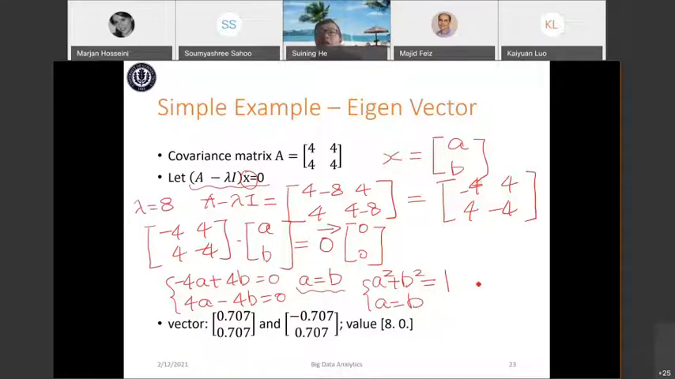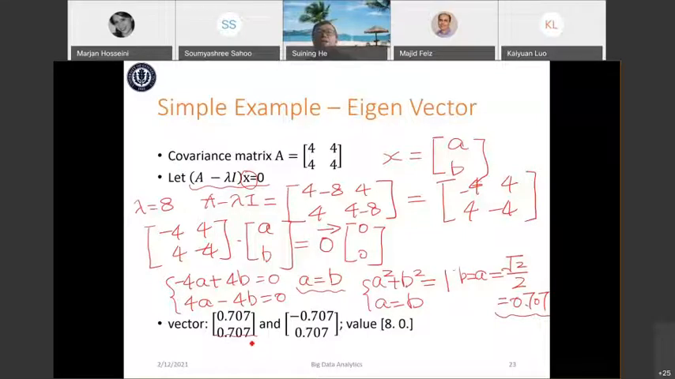Based on these two formulas, a equals b and a squared plus b squared equals 1, we can calculate that a is equal to square root of 2 divided by 2. So that is equal to 0.707. And a and b are all equal to 0.707. So that's how we calculate the first vector of this input covariance matrix.